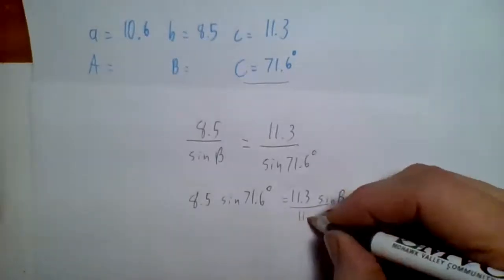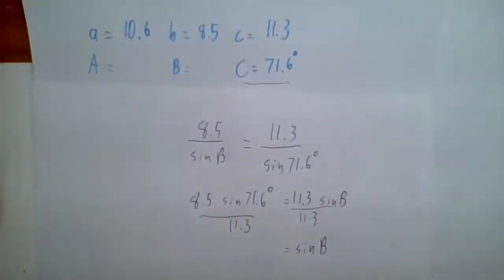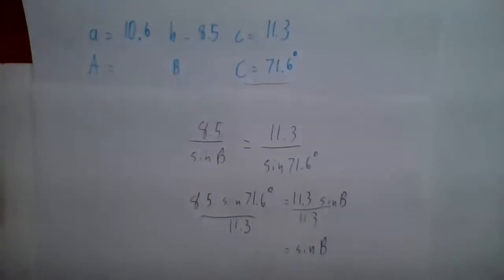Trying to get sine B by itself, so I'm going to divide. I'll do all these calculations and see what that comes out to. Sine of B should equal the result of all of this. Let's see what I get. Again, I'm going back to have a nice way to put it on screen, but I wrote it down thoroughly. 8.5 sine of 71.6, that result divided by 11.3.